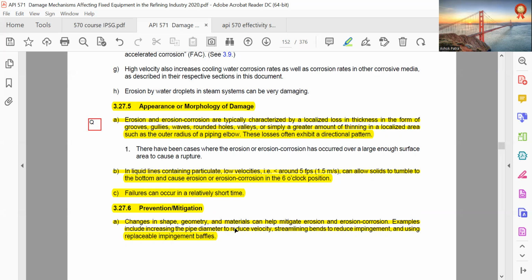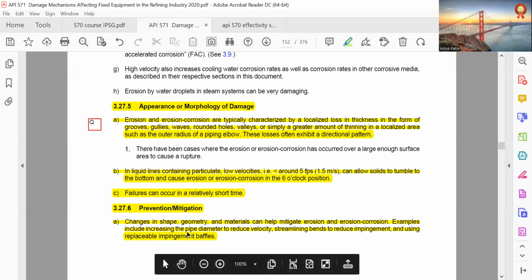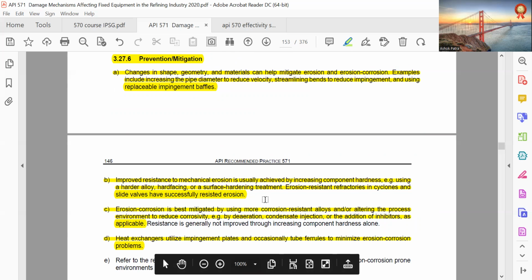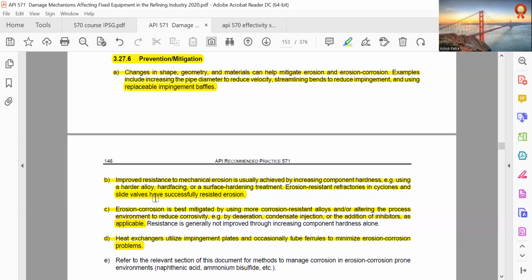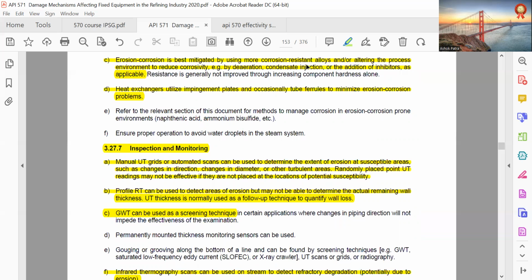Prevention and mitigation: changes in shape, geometry, and material can help mitigate erosion-corrosion. Examples include increasing the pipe diameter to reduce velocity, streamlining bends to reduce impingement, and introducing replaceable impingement baffles. Improved resistance to mechanical erosion is usually achieved by increasing component hardness using harder alloys, hard facing, or surface hardening treatments. Erosion-resistant refractories in cyclones and sidewalls have successfully resisted erosion. Erosion-corrosion is best mitigated by using more corrosion-resistant alloys and/or altering the process environment to reduce corrosivity by deaeration, condensate injection, or by addition of inhibitors as applicable. Heat exchangers utilize impingement plates or occasionally tube ferrules to minimize erosion-corrosion problems.